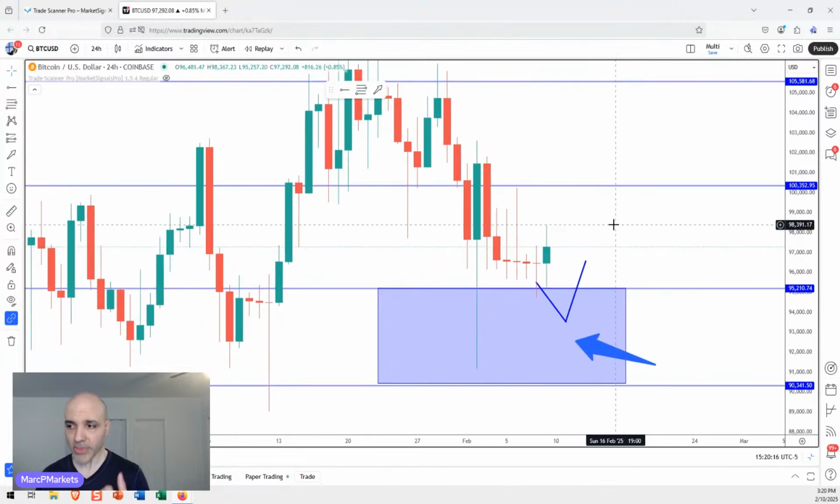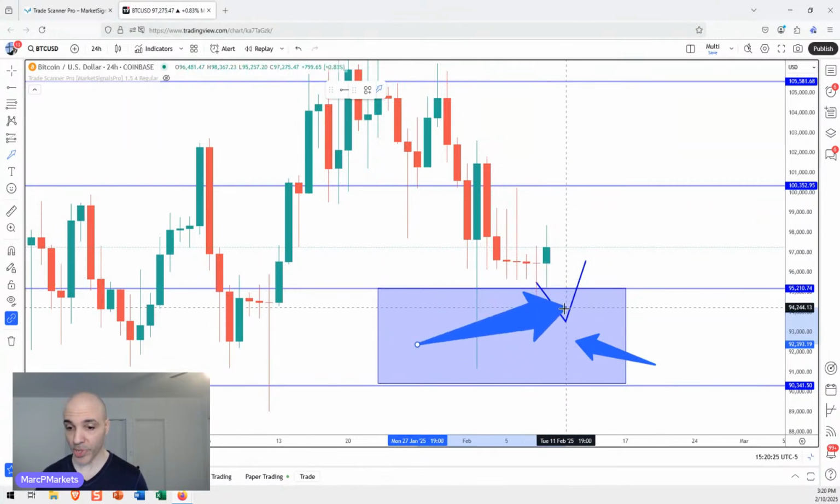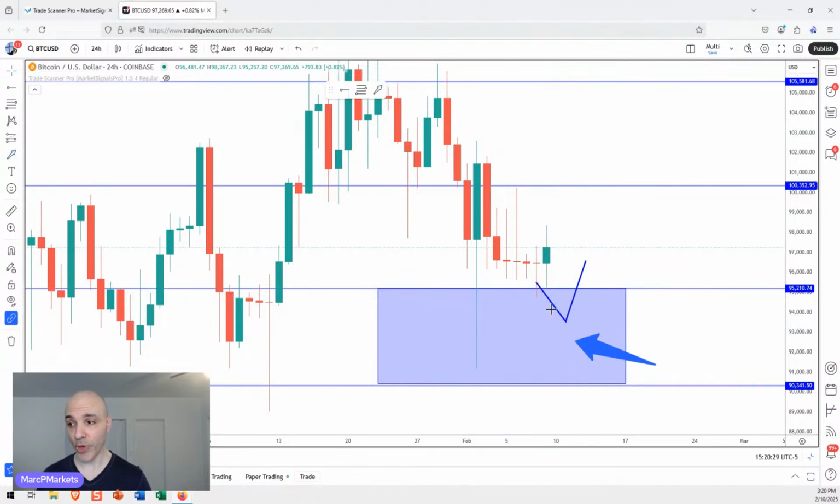Now, that brings me to where we are now. That's why I drew this illustration on the chart, because this is the type of price action I'm anticipating. I'm not always right on these illustrations, but it's a pretty good guide if you go back and look at all my previous TradingView articles.